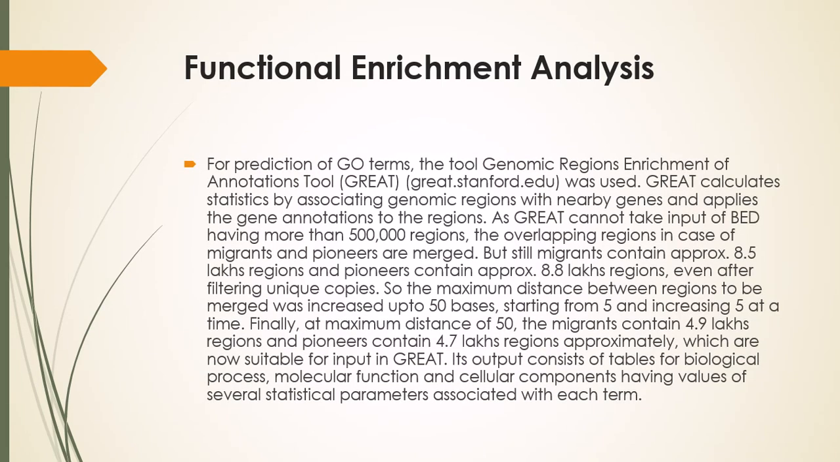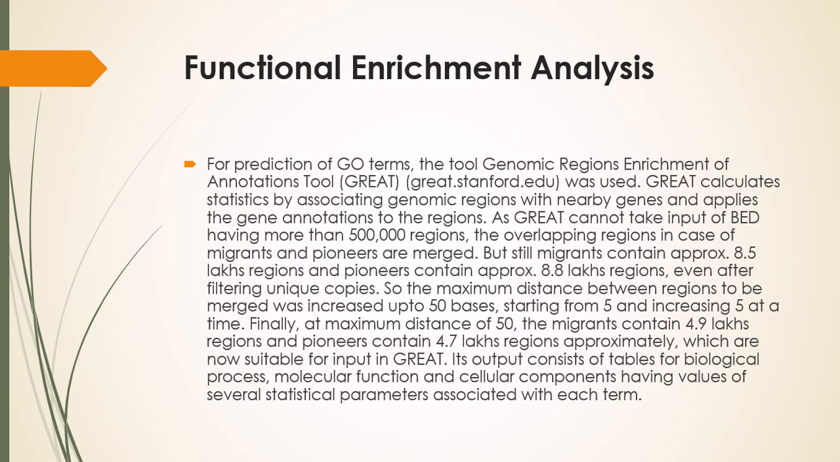The next part is functional enrichment analysis. For the production of gene ontology terms, the tool Genomic Regions Enrichment of Annotations Tool, GREAT, was used. GREAT calculates statistics by associating genomic regions with nearby genes and applies the gene annotations to the regions. As GREAT cannot take input of BED files having more than 5 lakh regions, and the migrants and pioneers contain more than 5 lakh regions, the overlapping regions were merged.